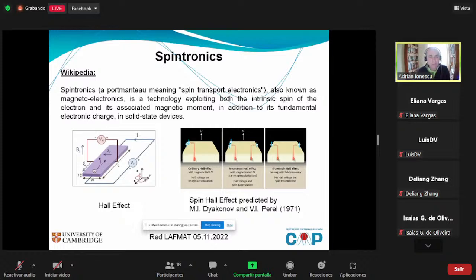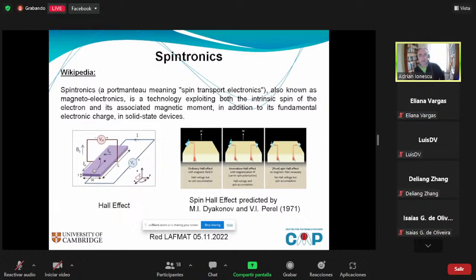So there was 2 weeks ago already a quite good talk by Professor Resende. He went much more into detail. I will just outline the field of spintronics, which is a portmanteau meaning really spin transport electronics. It was also sometimes known as magnetoelectronics when it first started, which is a technology which has been ongoing for about 20-30 years, maybe even earlier. We see in 1971 the spin Hall effect, which has been predicted by Dyakonov and Perel. And what it wants to do is to exploit both the intrinsic spin of the electron and its associated magnetic moment, in addition to the electronic charge, which is already used in solid-state electronic devices.